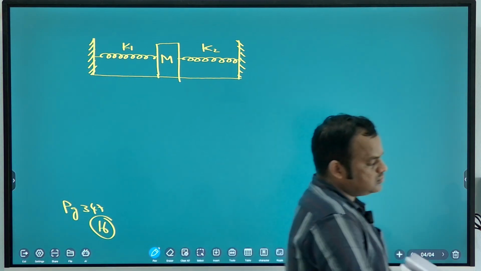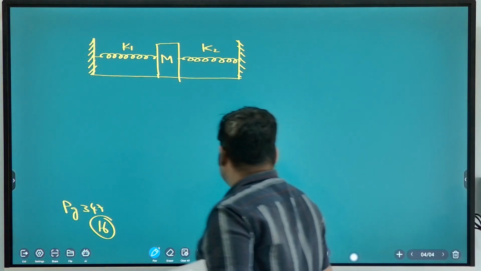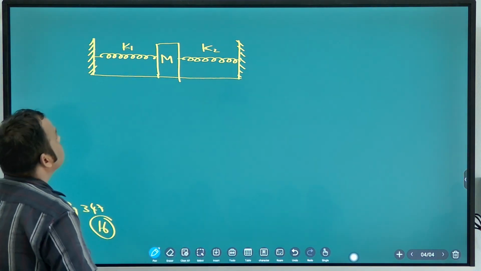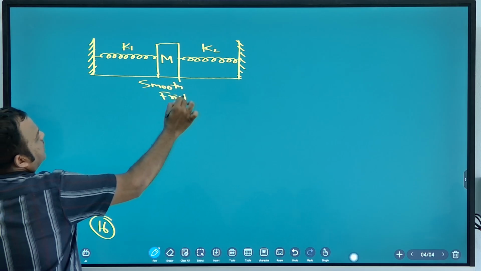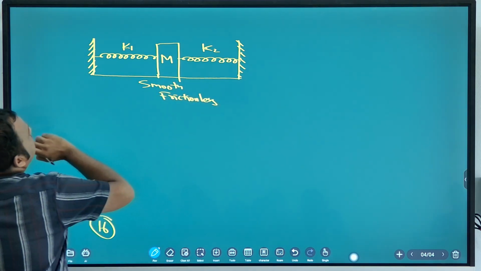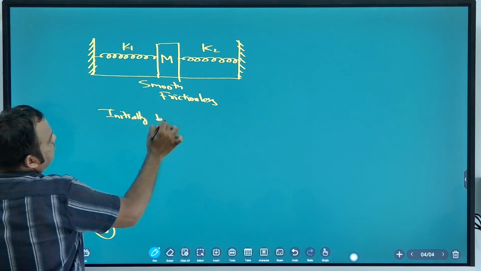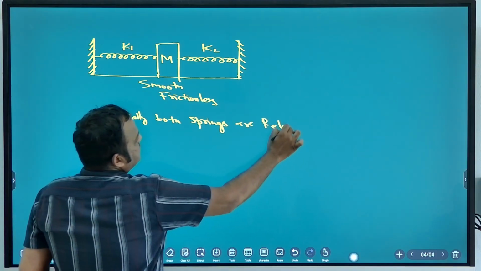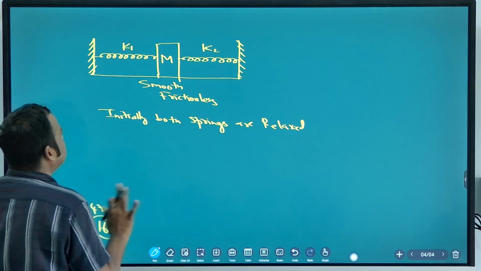So initially both springs are relaxed. So now you solve this. Tell me, note down. What type of surface is this? Smooth, frictionless. It is frictionless. Both springs are relaxed initially. Relaxed means what is the compression or elongation? Zero. Very good. No compression, no elongation.